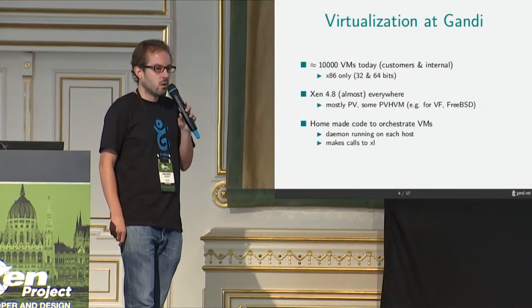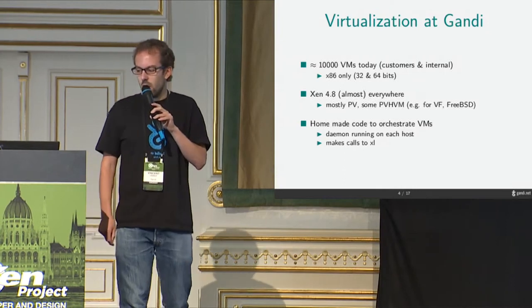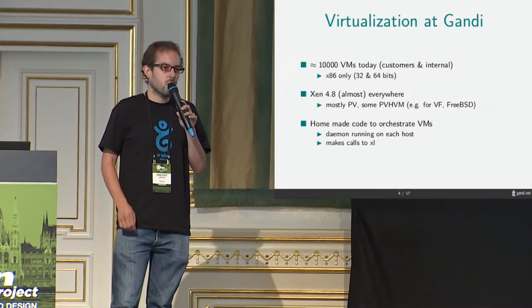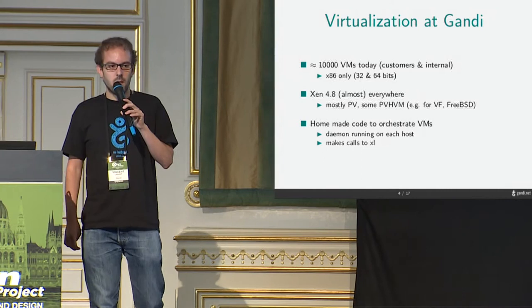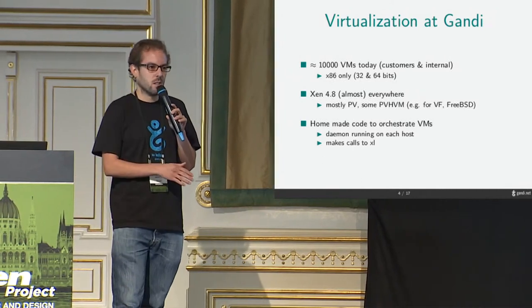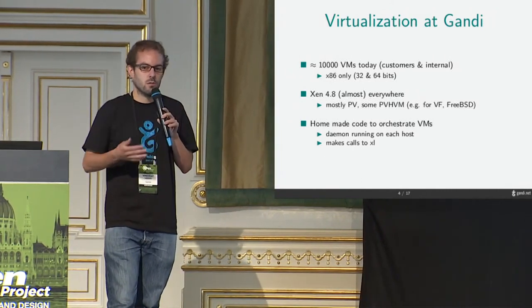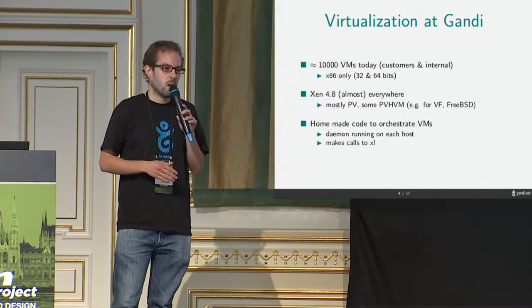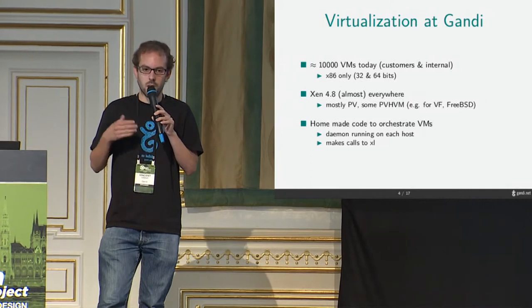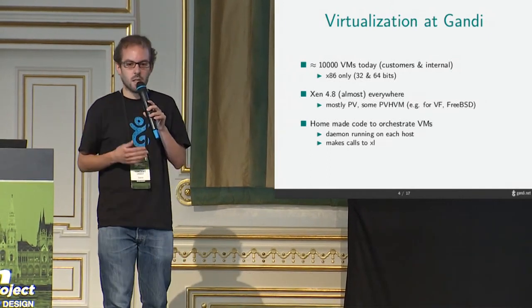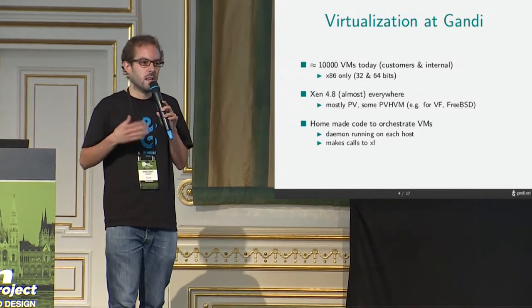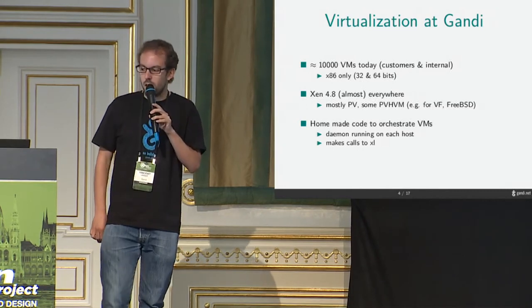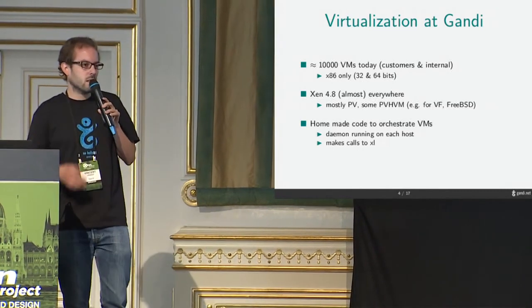So first, a few words about virtualization at Gandi. We have two kinds of VMs, one for customers, which they can rent, use, and then destroy. And we also have VMs for our internal needs, for our infrastructure, for our website, our APIs and everything. And this means around 10,000 VMs.